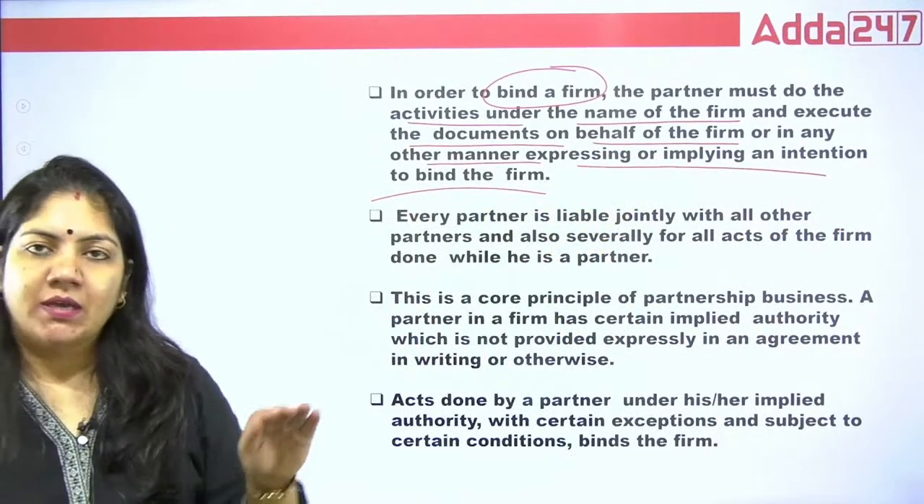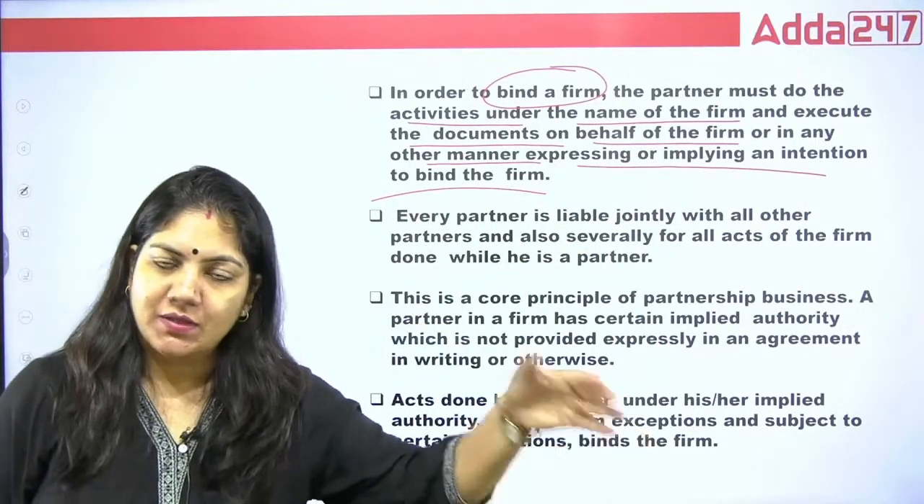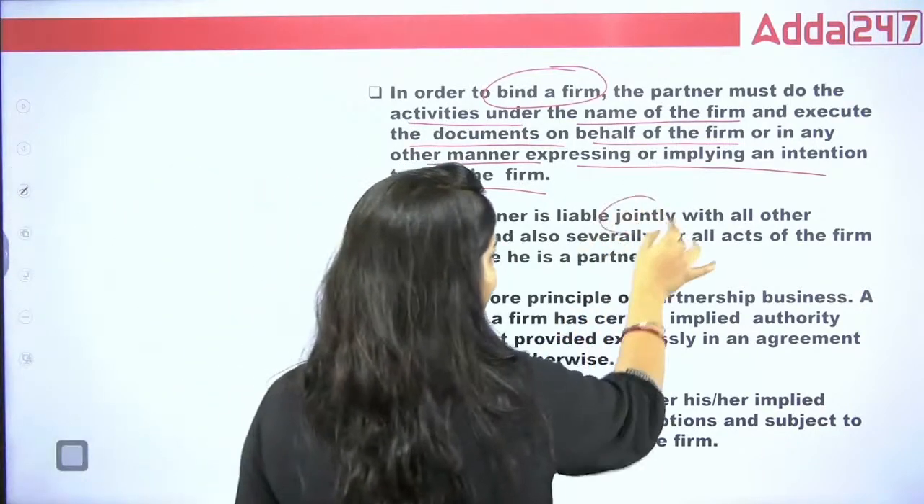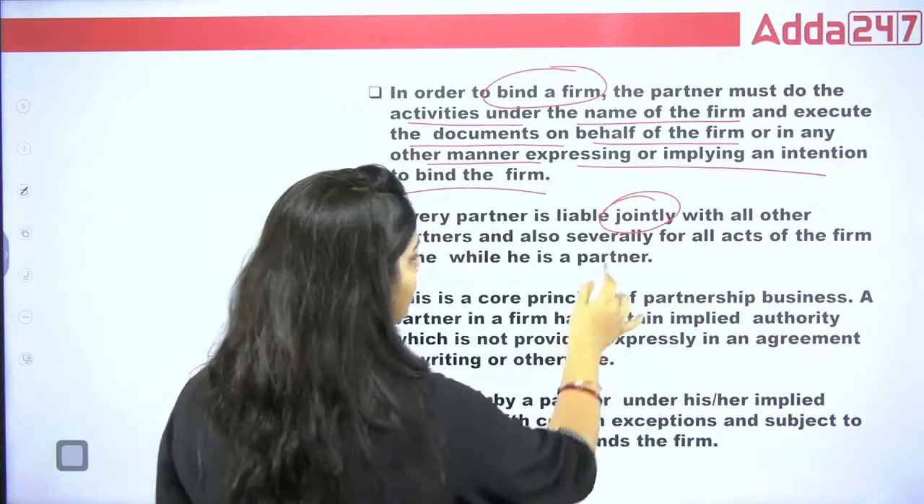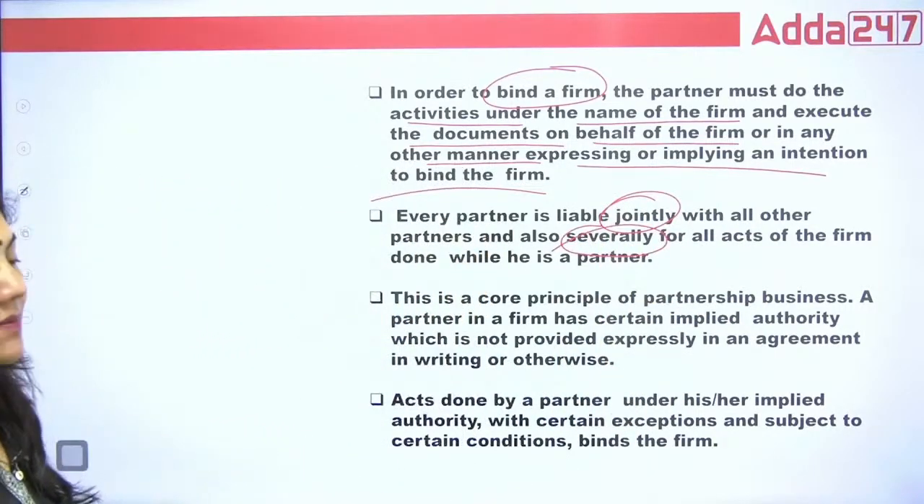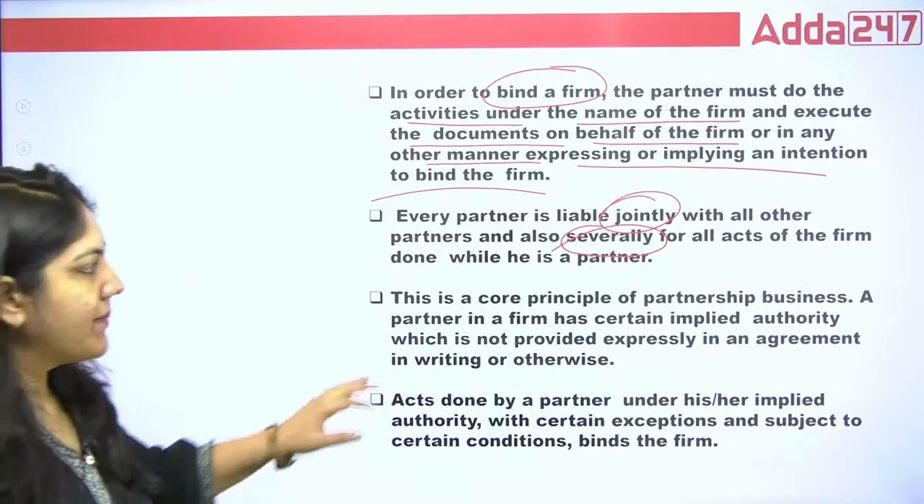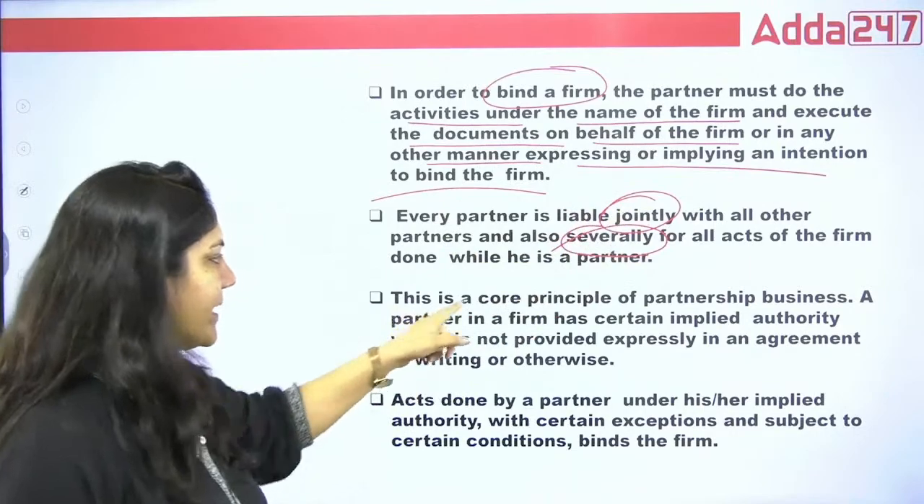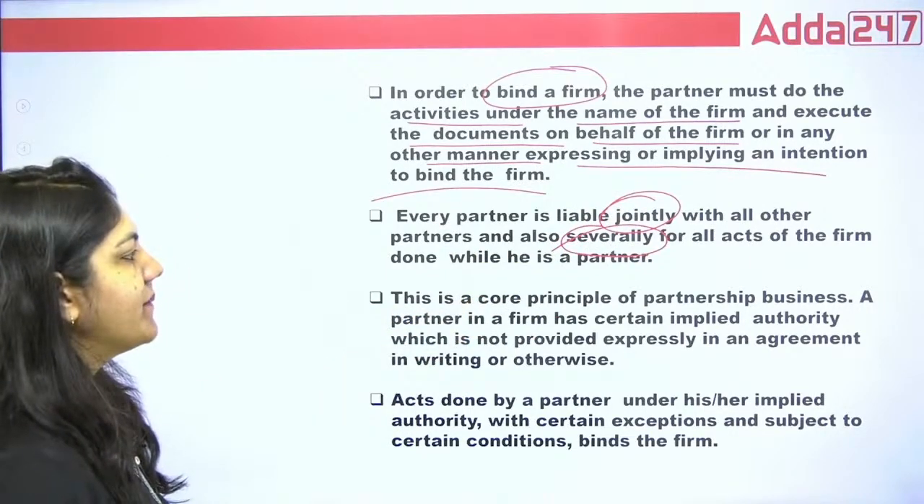It means if the partner is doing work, for that work, the partnership firm is liable. Every partner is liable jointly with all other partners and also severally for all the acts of the firm done while he is a partner. So we can say the partner should be liable jointly and severally also. This is the core principle of partnership business.